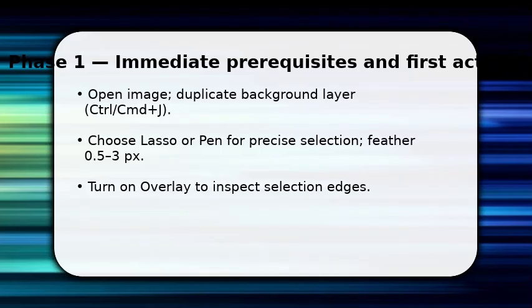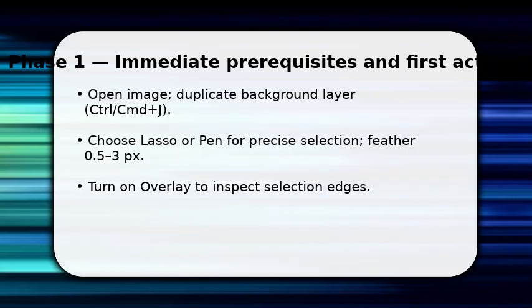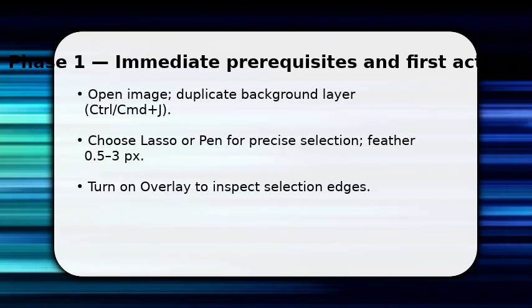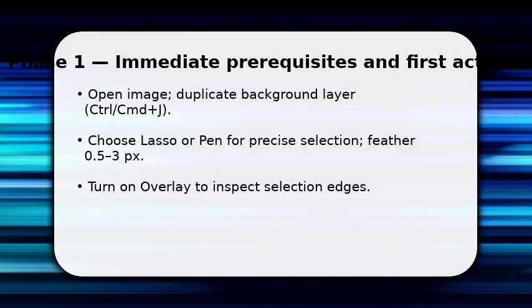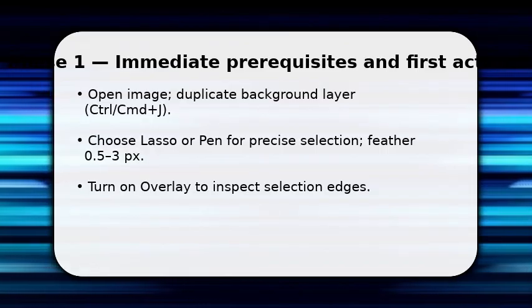You start by duplicating your background layer so you can always revert. This protects the original. Then select the object's rough shape with lasso or trace precisely with the pen tool. Once you have a path, convert to a selection and apply a small feather, typically 0.5 to 3 pixels, to blend edges. Make sure to toggle the overlay or quick mask to inspect hard edges, because early selection quality dictates how seamless the removal will be later.